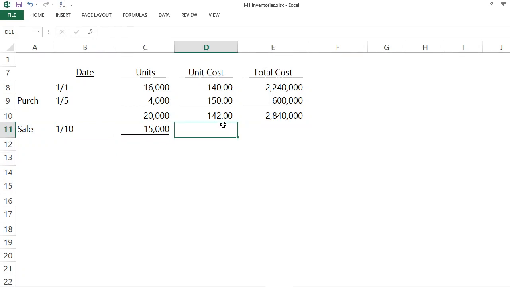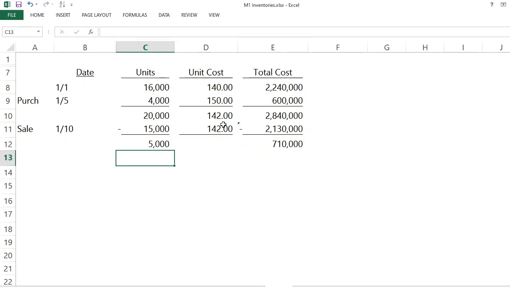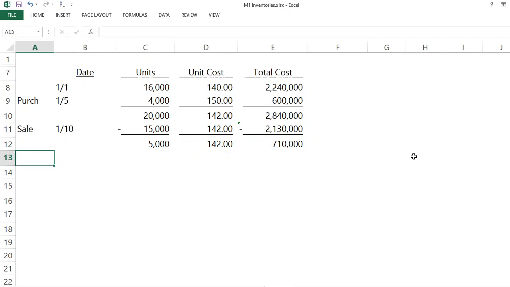So if this is a sale, our unit cost is based on the latest and that is the 142. Minus nga pala kasi sale. And also a deduction in our total cost. Therefore, our balance is 710 and 5,000. Since wala namang changes, 142, 142, 142 din yan. But for the sake na makita natin kung paano, that is 710 divided by 5,000.